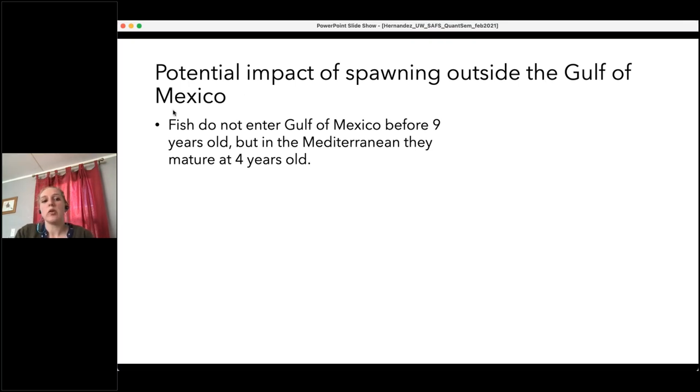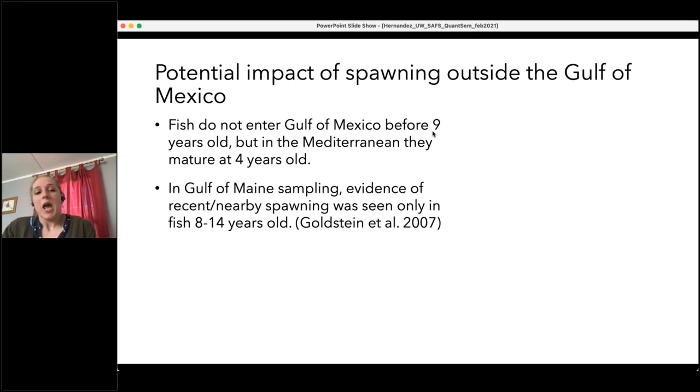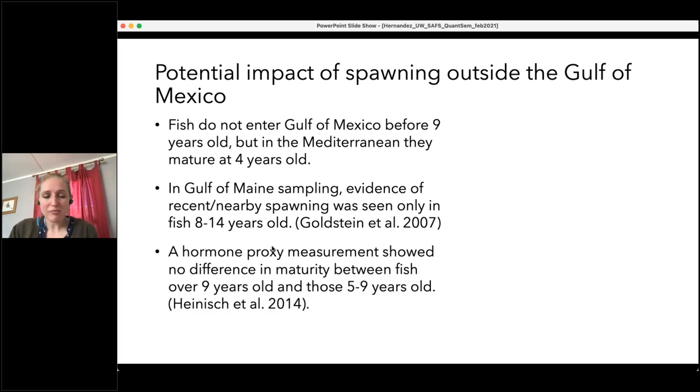As I mentioned before, we know that fish don't enter the Gulf of Mexico before about 9 years old, but in the Mediterranean, they mature at about 4. And there's growing evidence from the Western Atlantic that there isn't actually a maturity difference. In sampling in the Gulf of Maine, there was evidence of recent or nearby spawning only in the fish that were 18 to 14 years old. So the fish on the younger side of what was able to be sampled in that study probably spawned somewhere closer to the Gulf of Maine than the Gulf of Mexico.